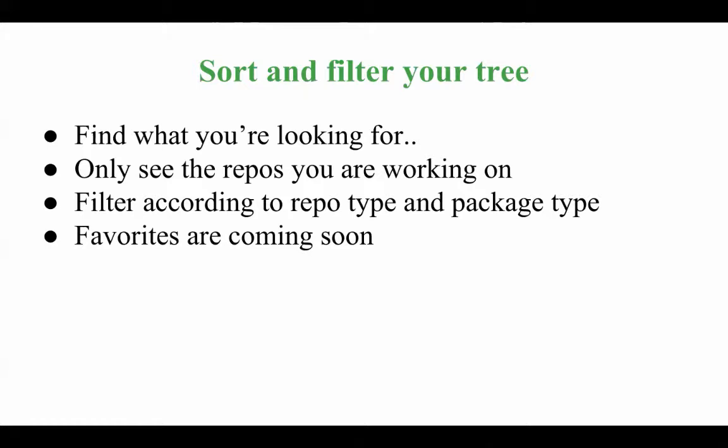For example, I can say, give me only the Maven repos, and inside the Maven repos, give me only the remote repos, and inside the remote repos, give me only the cached ones. Or I can provide the condition: give me only Maven and Docker repos and only the local ones. So I can provide different conditions with the help of the checkboxes provided over there, and you can have your own tree, made specifically for you. You don't need to juggle between different repos to find one among hundreds and thousands of repos.